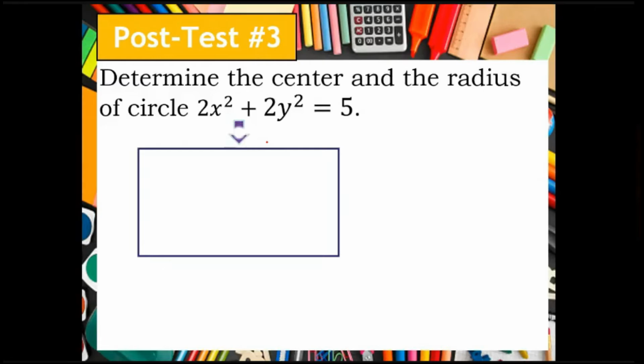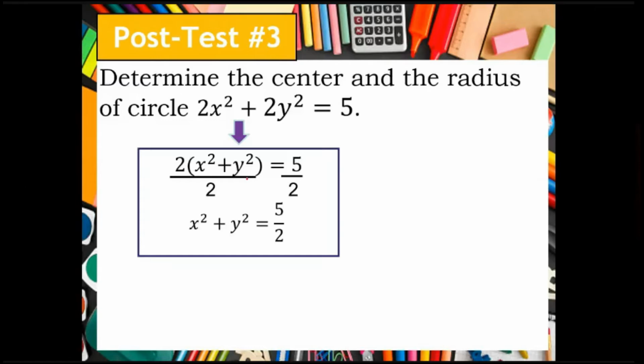The first thing that we must do is to factorize the greatest common factor 2. So we will have 2 groups of square of x and square of y equals 5. To fully isolate the expression in the parentheses, we divide both sides by 2. Hence, we will have the square of x and the square of y equals 5/2.